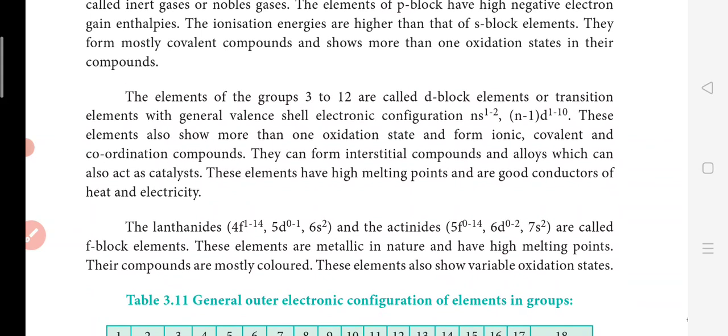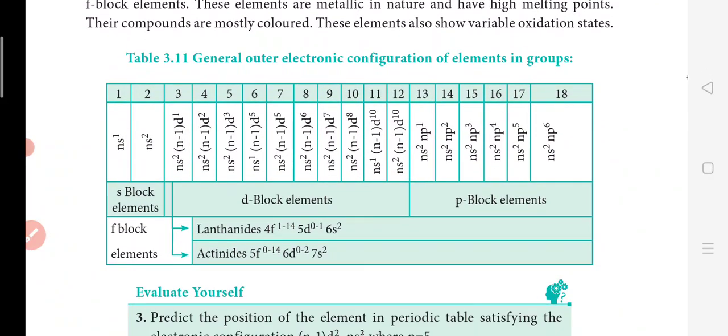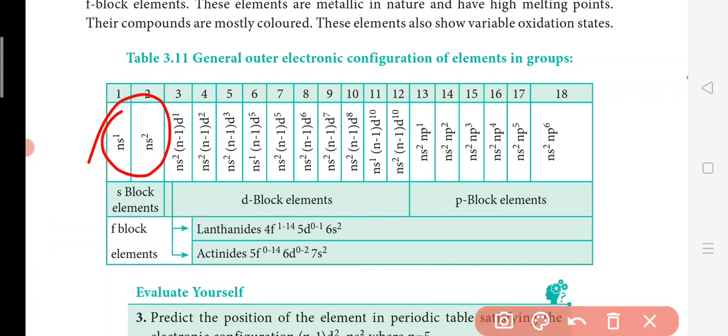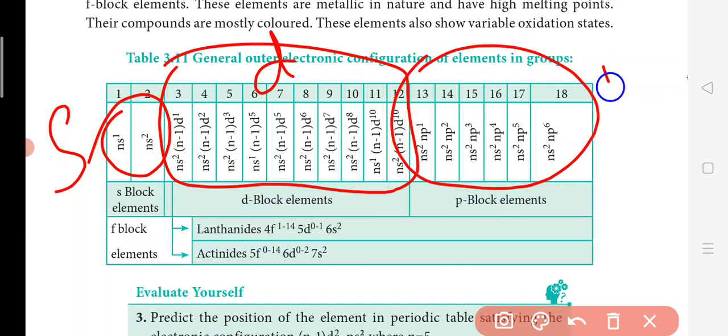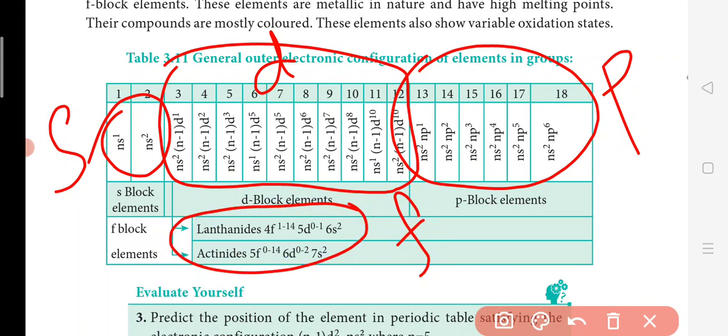Groups 3 to 12 are d block elements, and we have seen their separate electronic configuration. Now if you look at the outer electronic configuration of the 18 groups, groups 1 and 2 we call s block, because their last electrons, as you can see here, are ns1 and ns2. So these are s block elements. In groups 3 to 12, everything completes in d, so they are d block elements, and these all complete in p, so they are p block elements. Here below, the electron enters f, so they are f block elements. These are the four different blocks of elements based on the entering of electrons into the valence shell.